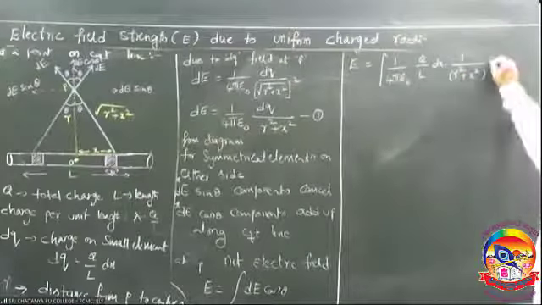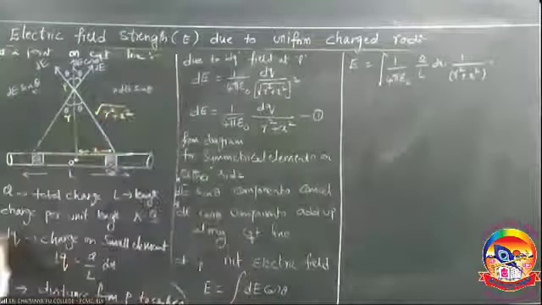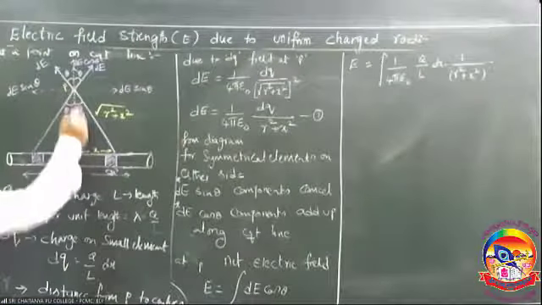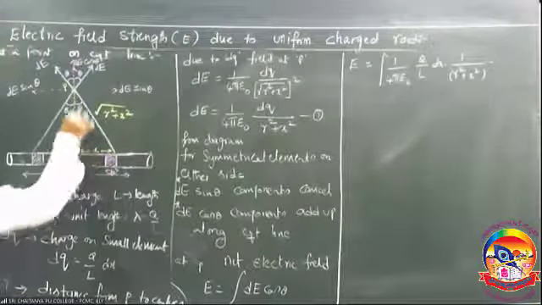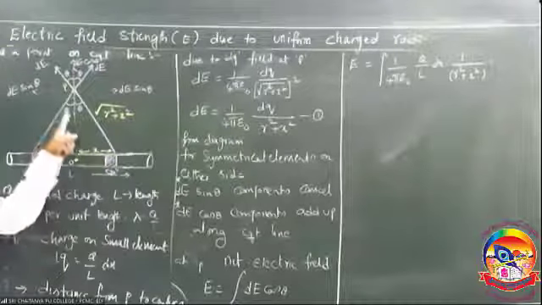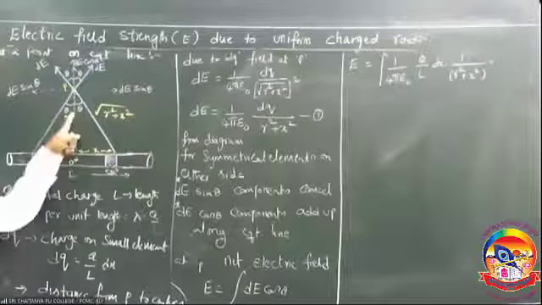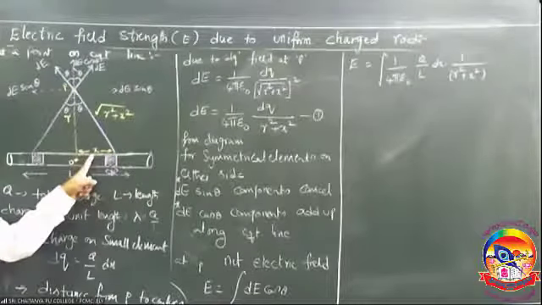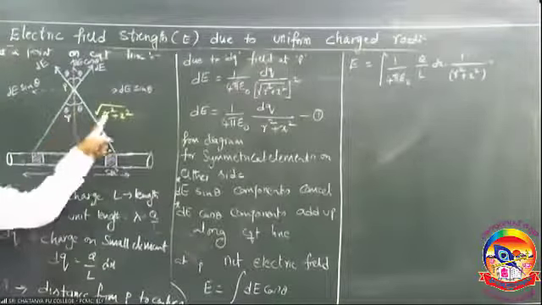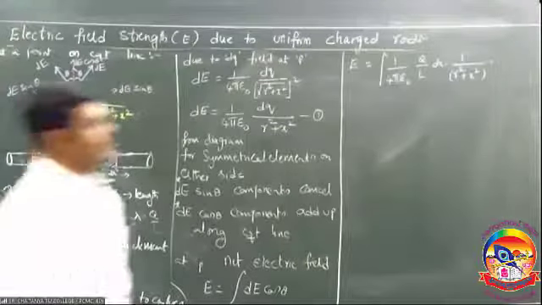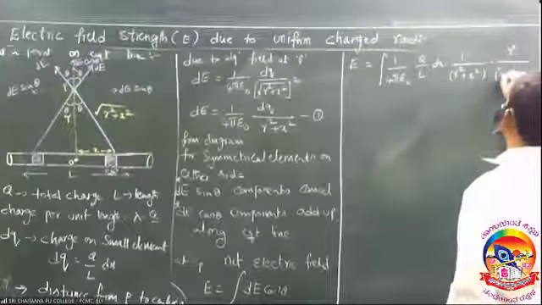This is dE. What is cos theta? See from the diagram, what is cos theta from this triangle? Cos theta is r by root over r square plus x square, because this is the adjacent side, this is the opposite side, and this is the hypotenuse. So cos theta is r by root over r square plus x square.